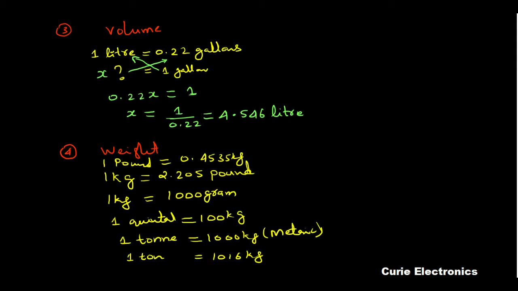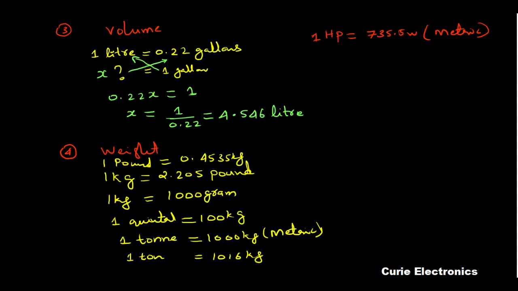What if we have HP for power? We'll say 1 HP motor, like that. 1 HP equals 735.5 watt. In HP also you have to take care: this 1 HP, 735.5 watt, is from the metric system. In India we use the metric system only.